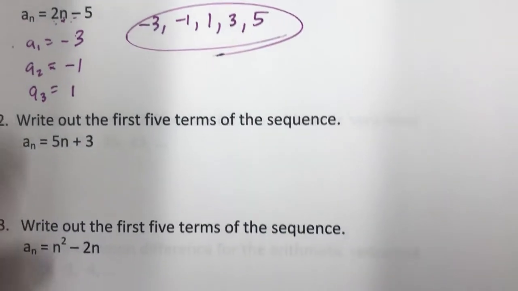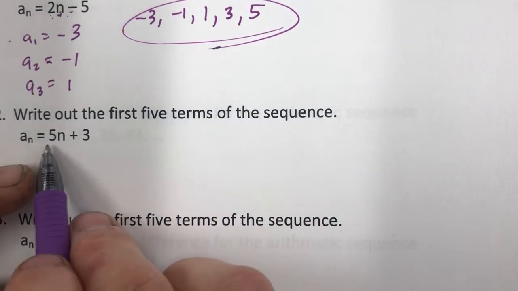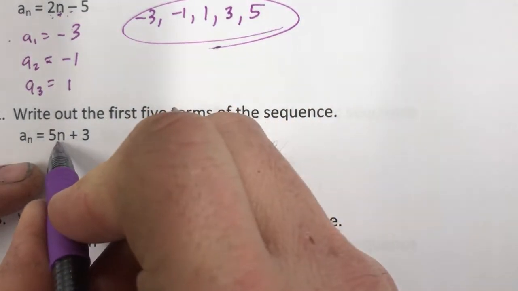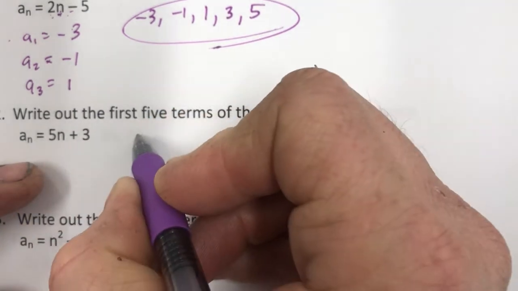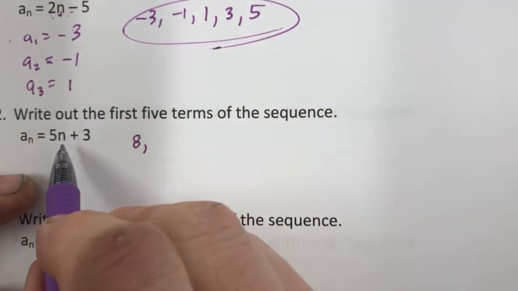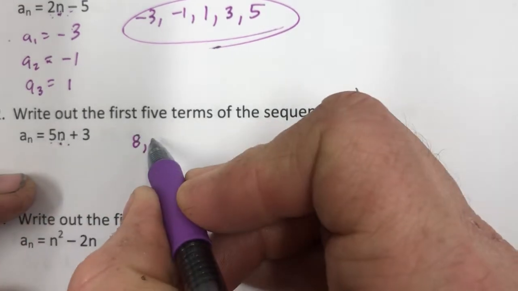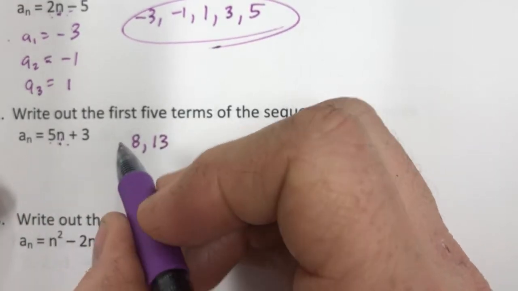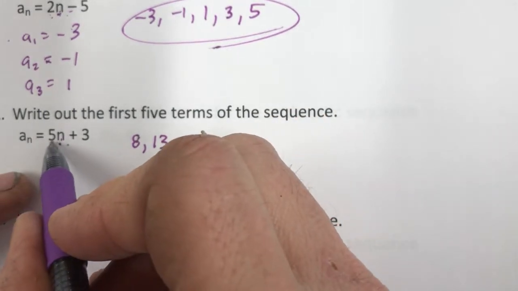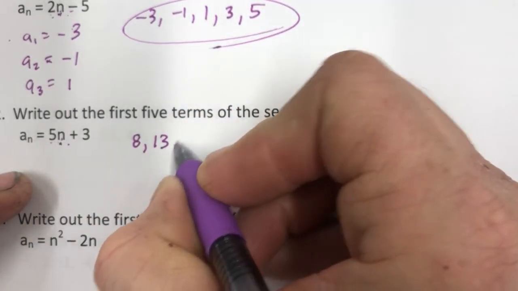All right, so like on this one, write the first 5 terms here. Okay, well, the first one, I put 1 in. 5 times 1 is 5, plus 3 would be 8. There's my first term. Now, the second term, I put 2 in. 5 times 2 is 10, plus 3 would be 13. The third term, put 3 in. 5 times 3 is 15, plus 3 is 18.